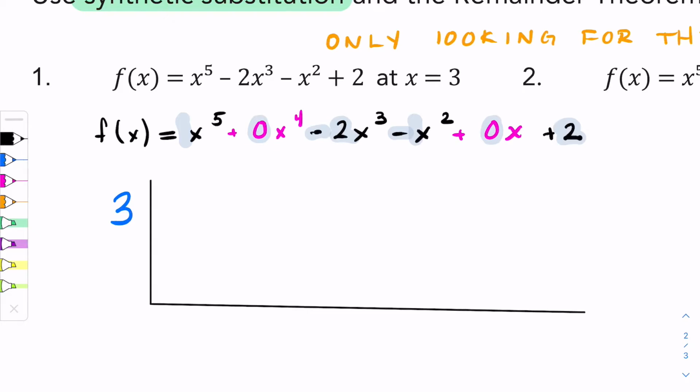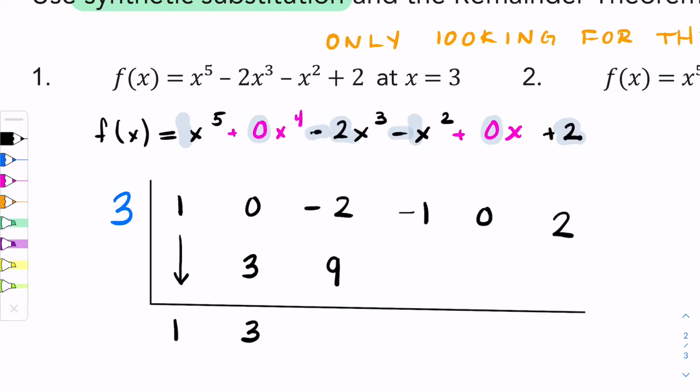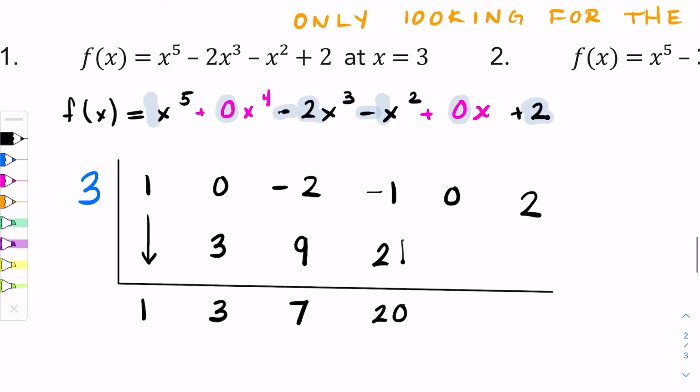Three goes outside. Inside are your coefficients of 1, 0, -2, -1, 0, and 2. Bring down the 1. 1 times 3 is 3. 0 plus 3 is 3. 3 times 3 is 9. 9 plus -2 is 7. 3 times 7 is 21. 21 plus -1 is 20. 3 times 20 is 60. 60 plus 0 is still 60. 60 times 3 is 180. 180 plus 2 is 182.